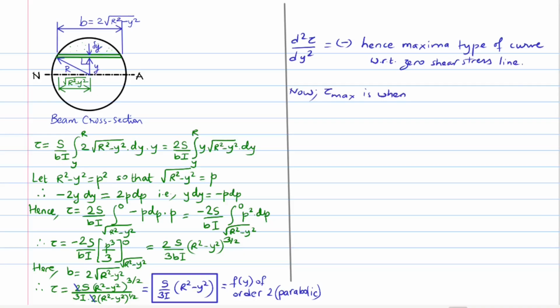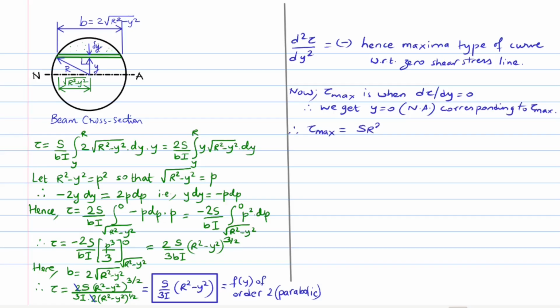To find the maximum shear stress, we take the first derivative of shear stress with respect to y and equate it to 0. We get the value of y as 0. Inserting this value in the shear stress formula, the maximum shear stress is found to be 4 over 3 times S over pi r square.